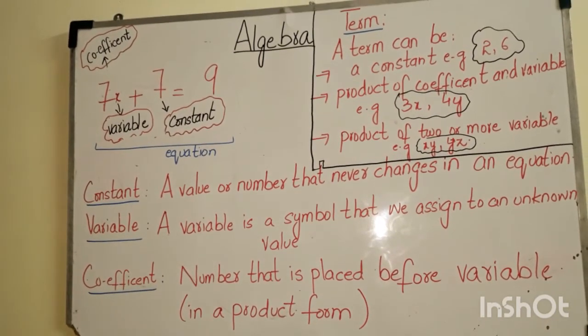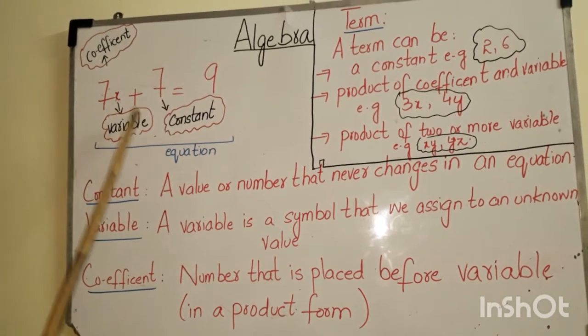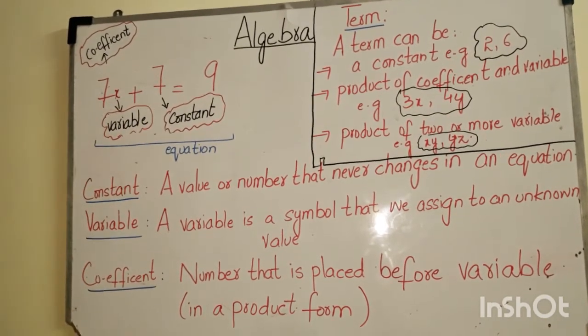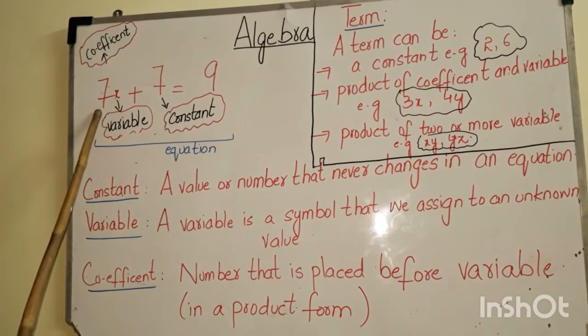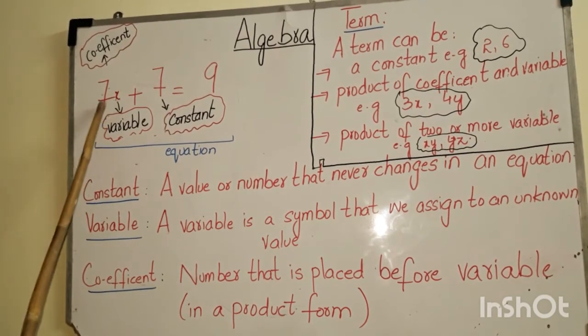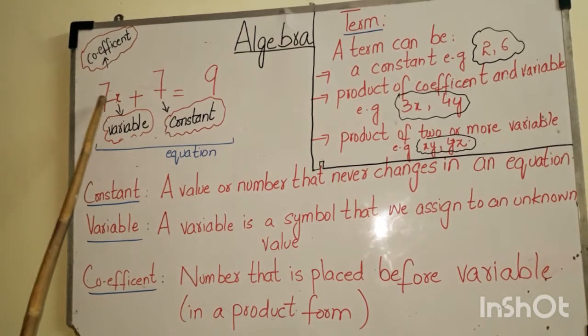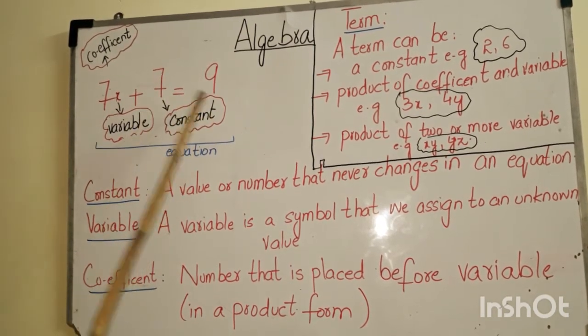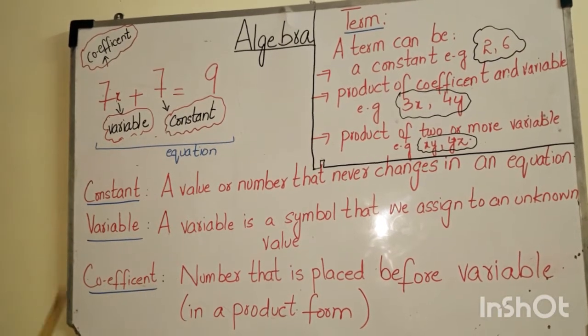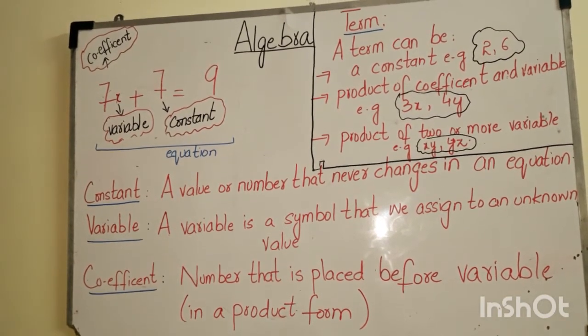Here you need to understand one more thing. Look at this: this 7 and this 7 are the same, but it is all the game of the position. This is the 7 which is the coefficient when it is placed before the variable in the product form. And this 7 again becomes the constant when it is written individually. So you need to understand the concept. It is all the game of the positions.